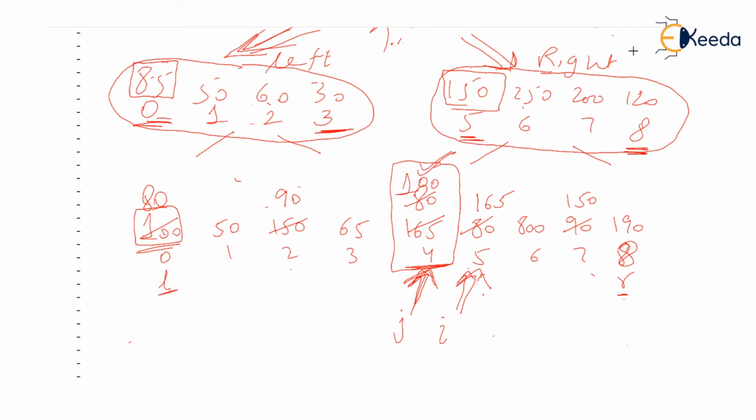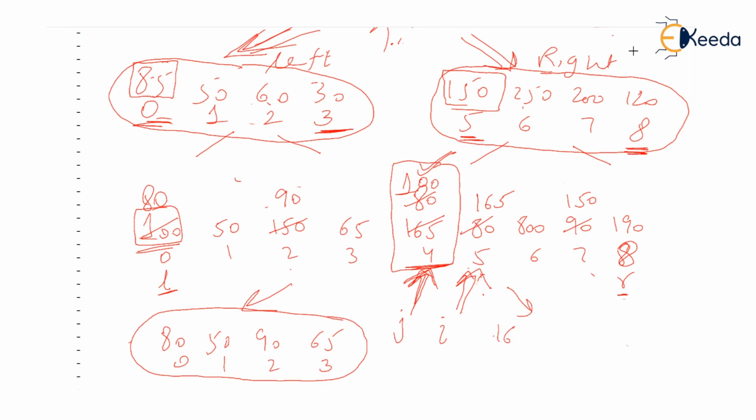Notice everything to the left of 100: 80, 50, 90, 65. Isn't it? 0 to 3. These elements are less than or equal to 100. So they are to the left of 100, and everything to the right of 100, 165, 800, 150, and 190. That is 5, 6, 7, and 8th index are greater than 100, then they are to the right of 100. And what are we now going to do with these two partitions, left and right?